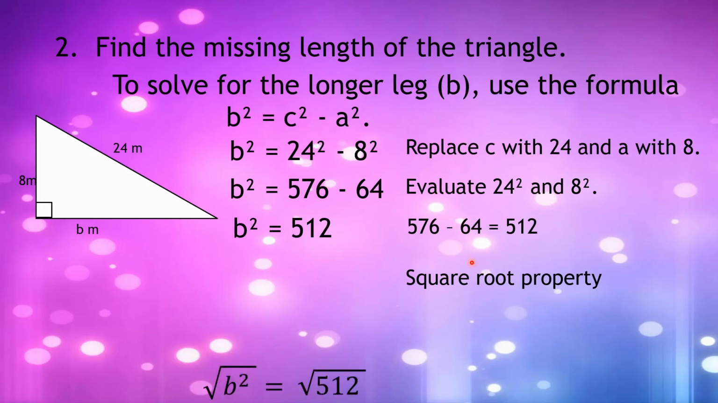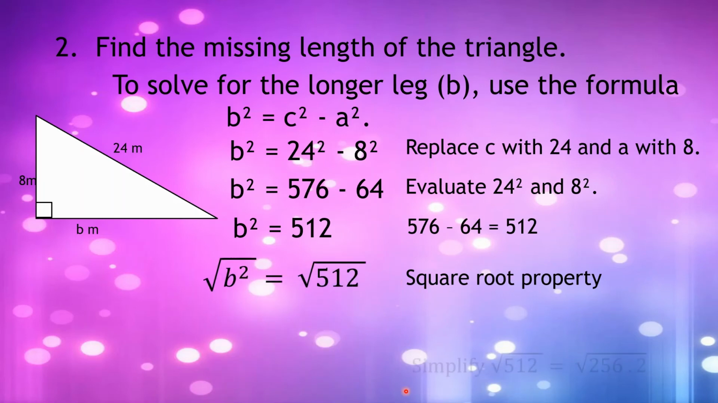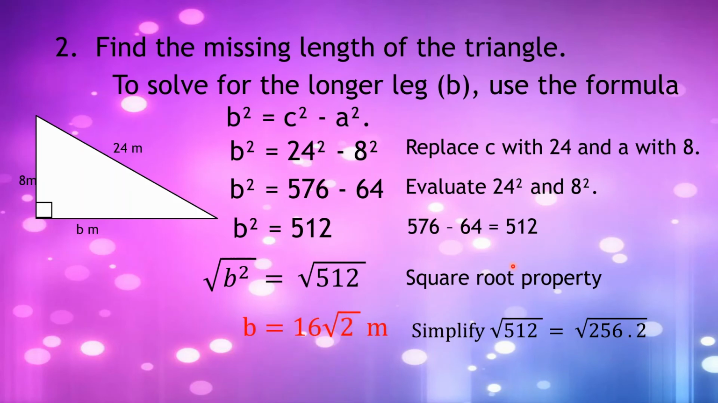Then, with the square root property, we extract the square root to cancel the square. So B is equal to the square root of 512, simplified. There is no perfect square, so you need to get the factors, where one number is a perfect square. So we have 256 times 2, and the square root of 256 is 16. Then the square root of 2. So our B is 16 square root of 2 meters.